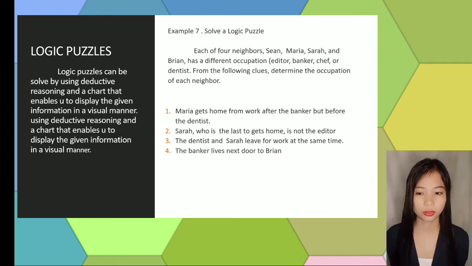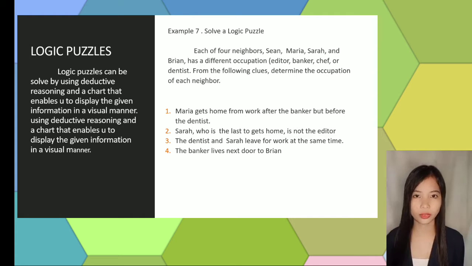For example, each of 4 neighbors, Sian, Maria, Sarah, and Brian, has a different occupation: editor, banker, chef, or dentist. From the following clues, determine the occupation of each neighbor. We have 4 given clues.